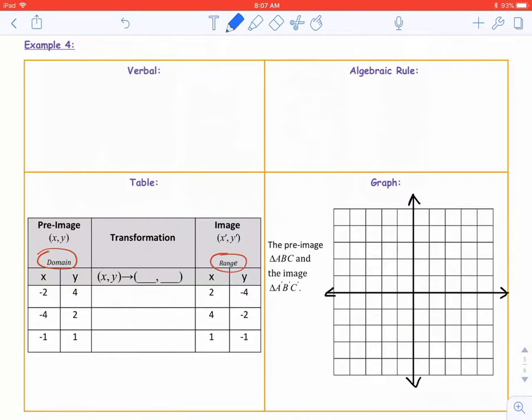So negative 2, 4, I'm going to call this A, B, and C like we normally do. So A is at negative 2, 4. So I'm going to plot point A. B is at negative 4, 2. And C is at negative 1, 1. So I have that triangle ABC.